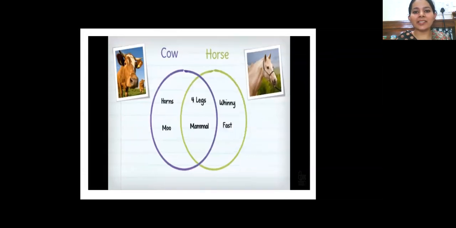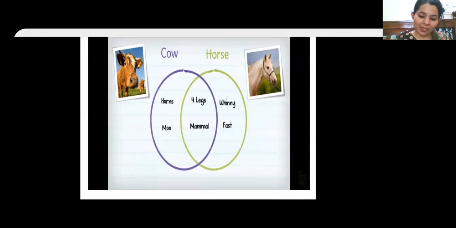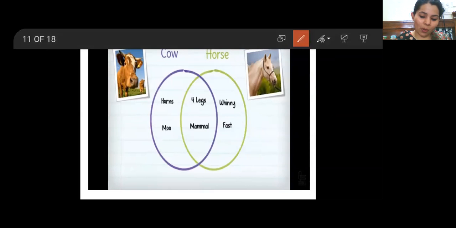So here you go. This is the answer. Cow and horse. So here I have horns, moo, that is particularly with cow only. It is attached with cow. We don't see horns and the moo sound from a horse, isn't it? Whereas whinny and fast, it is horse. But the common things are that both these animals have 4 legs and they are mammals.